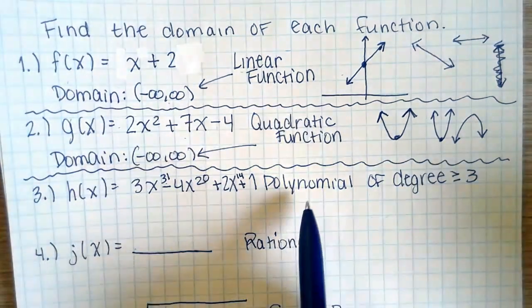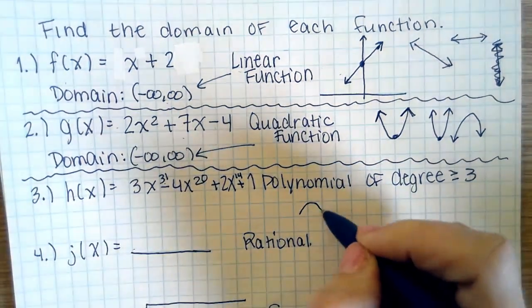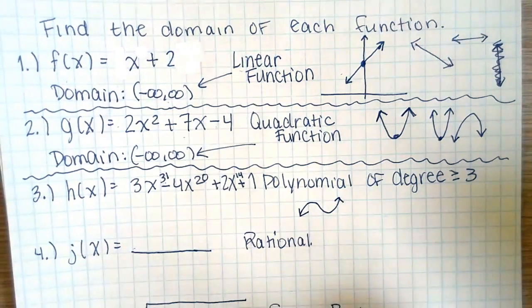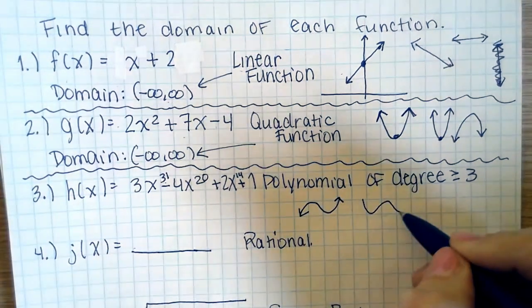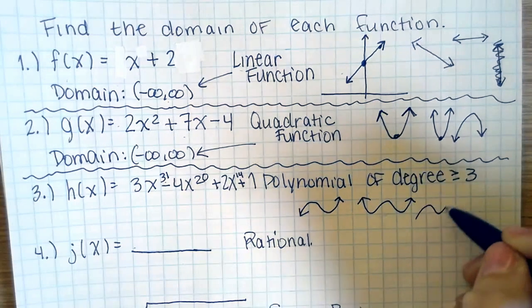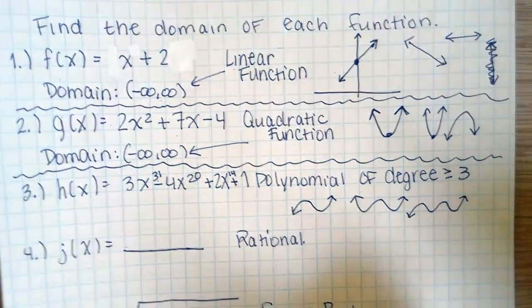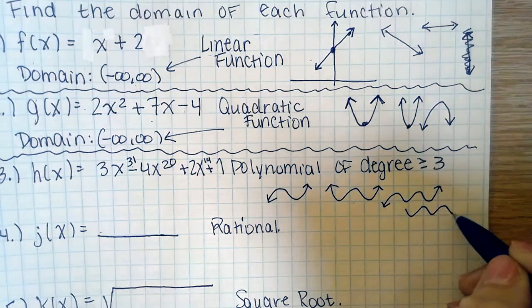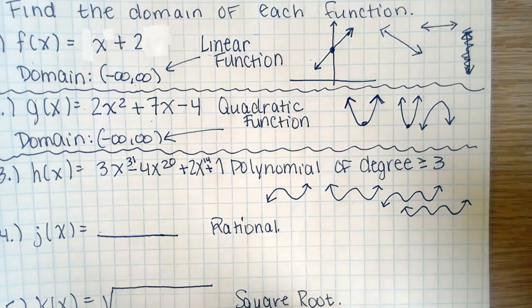As your polynomials grow, I'm going to show you a little thing here. X to the 3rd power might look something like this. I don't need you to know this right now, I'm just showing you. X to the 4th power might look like this. X to the 5th power might look like this. X to the 6th power might look like this. Do you see what happens as the power gets bigger? There's just more bends in the graph.